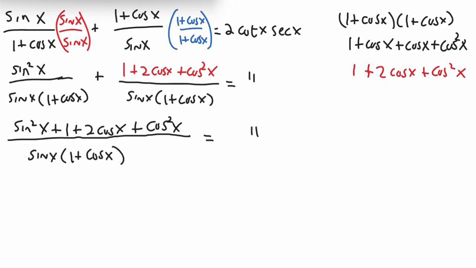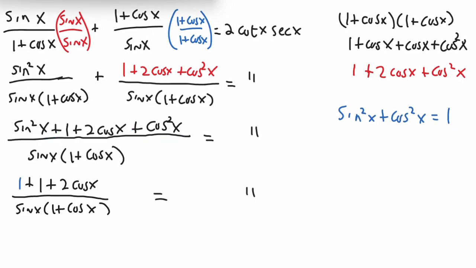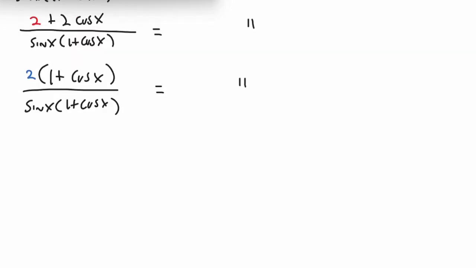From here, you might notice a Pythagorean identity in the numerator, sine squared plus cosine squared. So I'm going to replace the sine squared x plus cosine squared x with 1. Now we can combine the 1 and the 1 to make 2. Factor a 2 out of the numerator. We can now cancel the 1 plus cosine x out of the top and the bottom. So after we cancel the 1 plus cosine x's, this is what we have on the left side. So we have the 2.